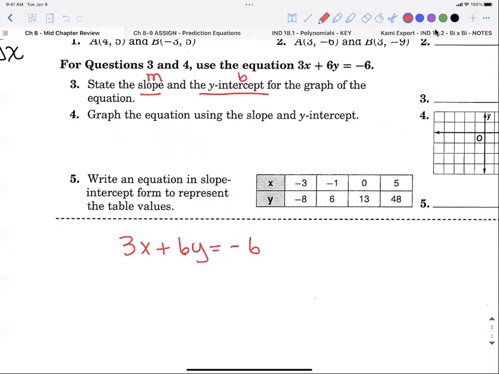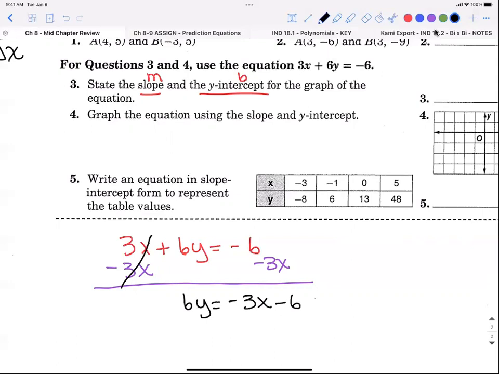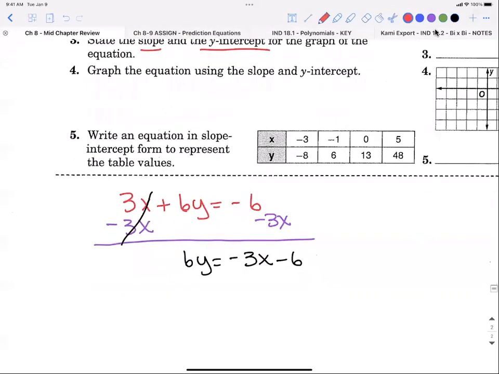Should I move some things around, Bella? Good. Subtract 3x and subtract 3x. Why do I do that? Well, because I want to write it in y equals mx plus b. That leaves me 6y equals negative 3x minus 6. What then, Bella? Yeah, well, I divide 6 off of everything. Everybody gets it, right? To be fair in math, everybody gets it. So that gives me y equals negative 3 over 6 is negative 1/2 x, and negative 6 divided by 6 is negative 1.